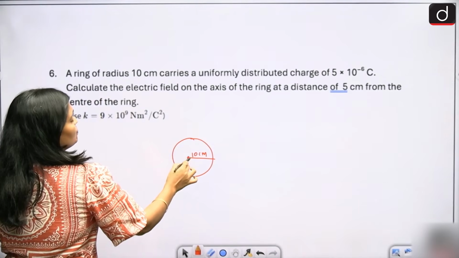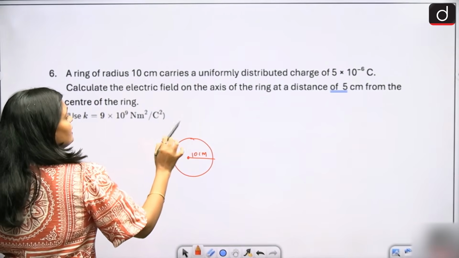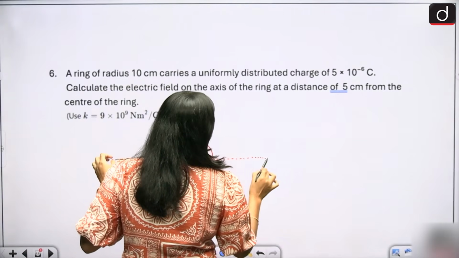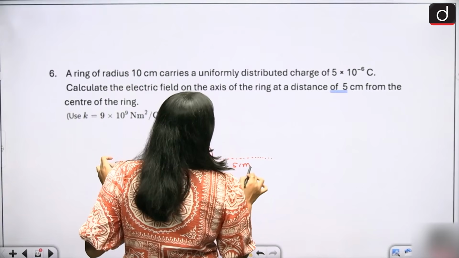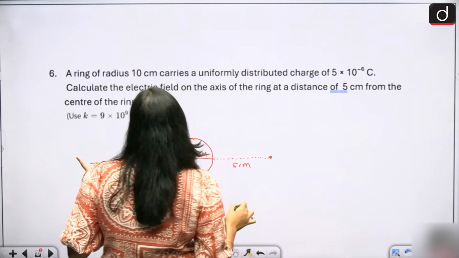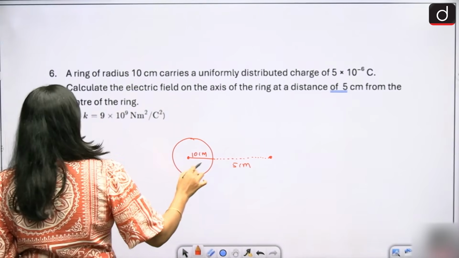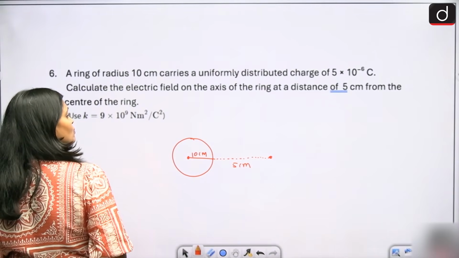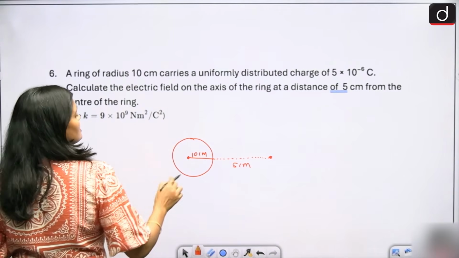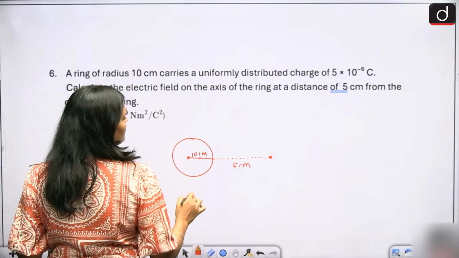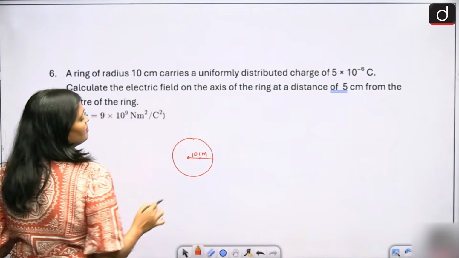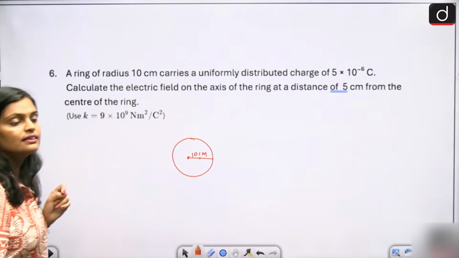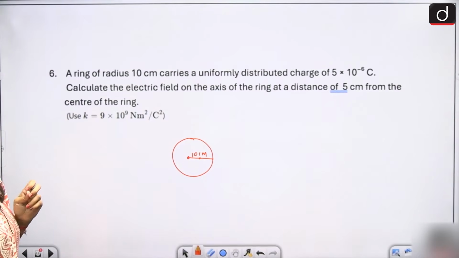Now here it has a uniformly distributed charge Q. Calculate the electric field on the axis of the ring. Now this is the axis of the ring. So on the axis of the ring at a distance 5 centimeter, here you have a point, from the center of the ring, 5 centimeter. तो center से 5 centimeter तो यहाँ पे आ रहा है, right? Center से 5 centimeter will be here only. So you have to calculate the electric field at this point.